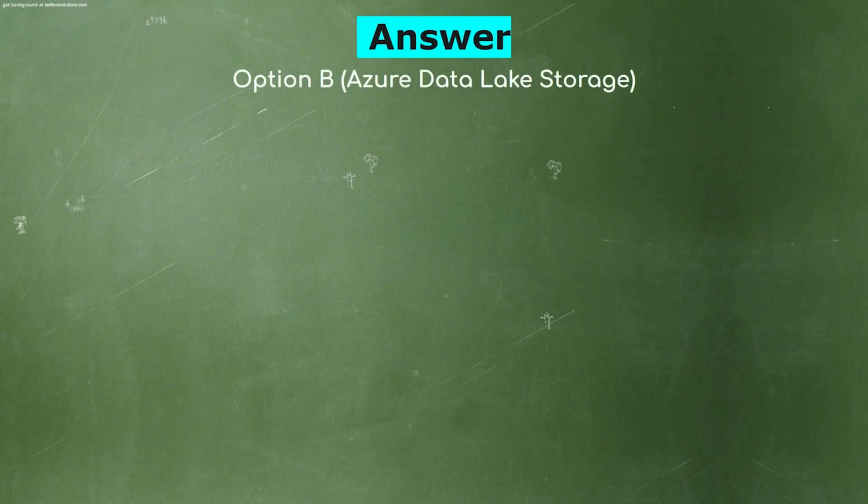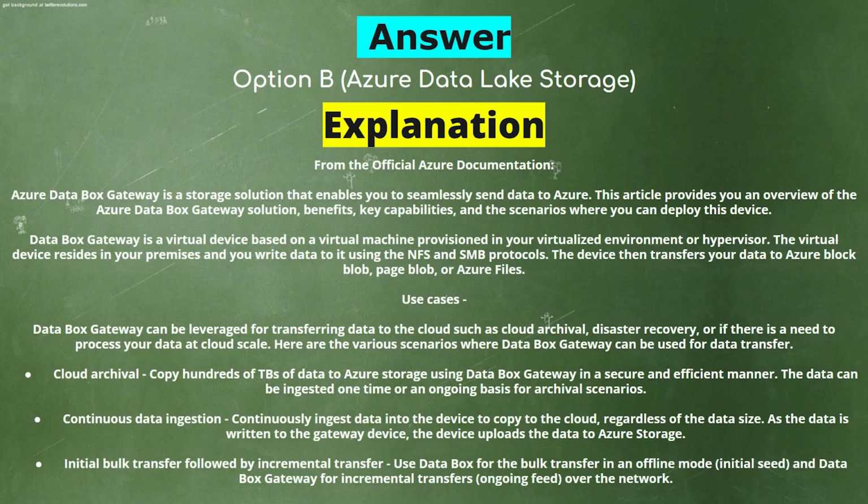Azure Data Lake Storage. Explanation. From the official Azure documentation, Azure Data Box Gateway is a storage solution that enables you to seamlessly send data to Azure. This article provides you an overview of the Azure Data Box Gateway solution benefits, key capabilities, and the scenarios where you can deploy this device. Data Box Gateway is a virtual device based on a virtual machine provisioned in your virtualized environment or hypervisor. The virtual device resides in your premises and you write data to it using the NFS and SMB protocols. The device then transfers your data to Azure Blob, Page Blob, or Azure Files.